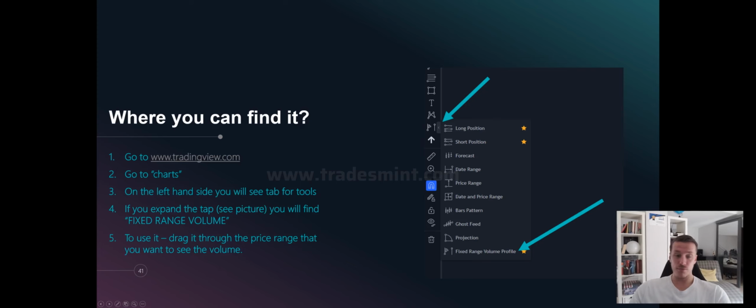Where you can find it, go to TradingView, tab. Here we have a tab on the left. Let me get out this drawing tool. Here we have this tab on the left, this tab right here.